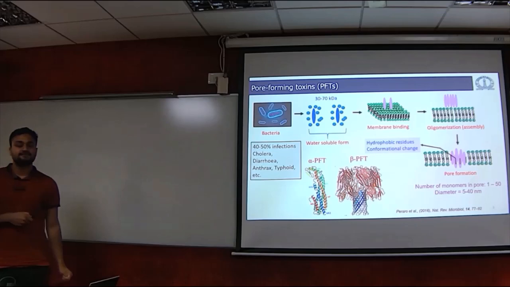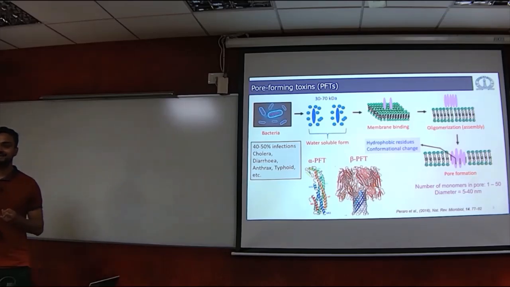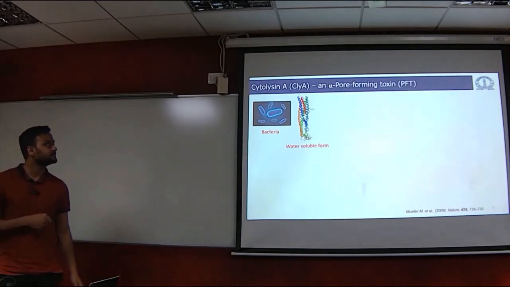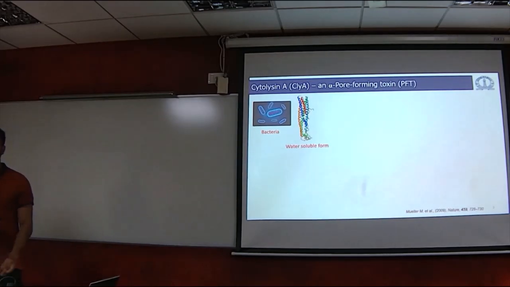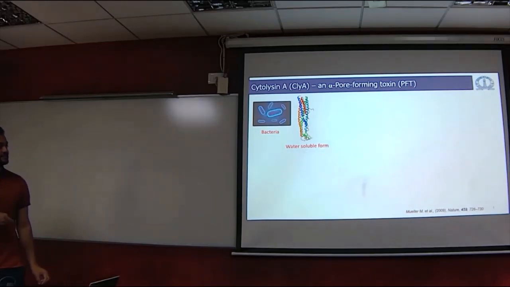These PFTs are classified broadly into two categories, alpha PFT and beta PFT, based on secondary structure content. If it contains mostly alpha helix, we call them alpha PFT. If they contain beta sheet, we call them beta PFT. The toxin that we work with is cytolysin A, ClyA, which is an alpha pore-forming toxin. As you can see, the water-soluble form contains mostly alpha helices.